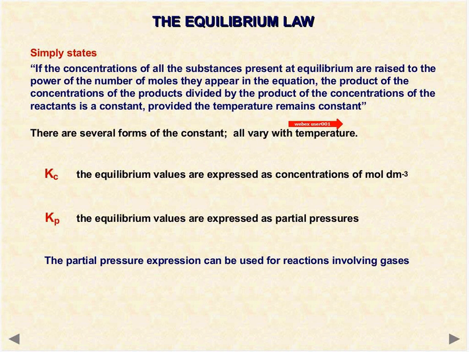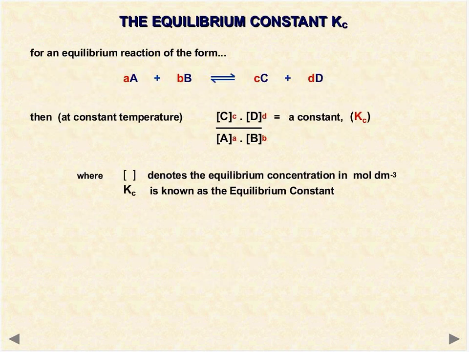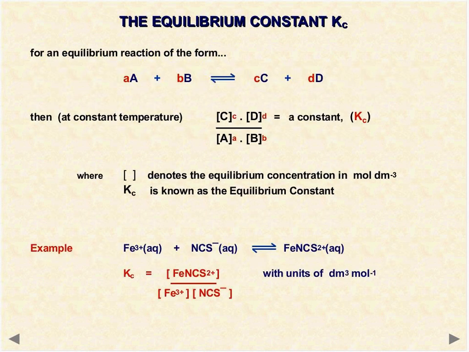There are two ways to measure. One is the Kc form, which I just showed you, where the equilibrium values are expressed as concentrations. The other way to measure is in Kp form. Kp is basically when it is measured in terms of partial pressures. Partial pressure is an expression where only gaseous molecules are involved. The pressure is defined for gases only, right?